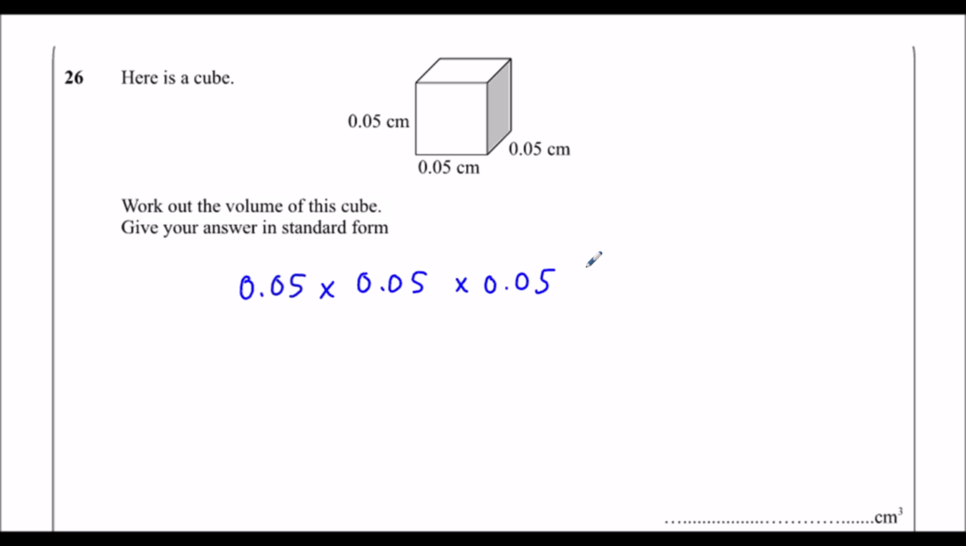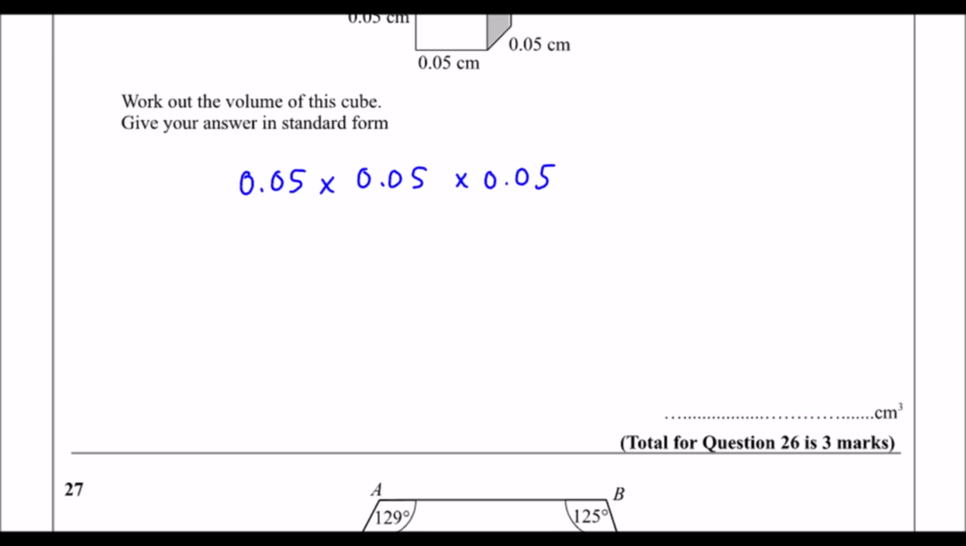Now we need to give our answer in standard form. So I'm actually going to do this calculation in standard form. So I'm going to say 0.05 is the same as 5 divided by 10 twice. And I can write that as times 10 to the power of -2. So 0.05 is 5 times 10 to the power of -2. So I'm going to do 5 times 10 to the power of -2 times 5 times 10 to the power of -2 times 5 times 10 to the power of -2.